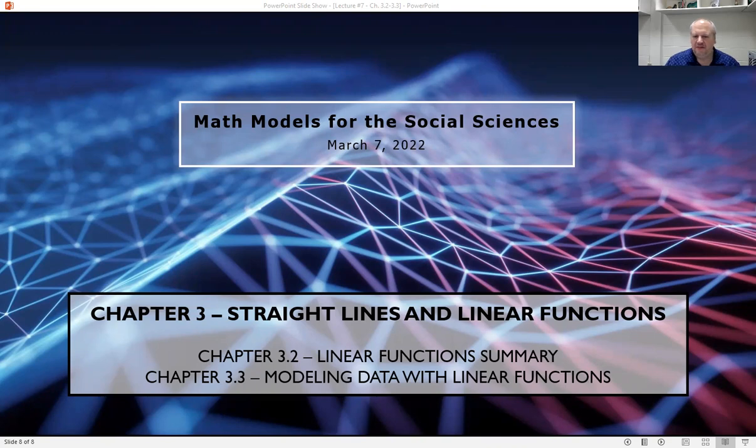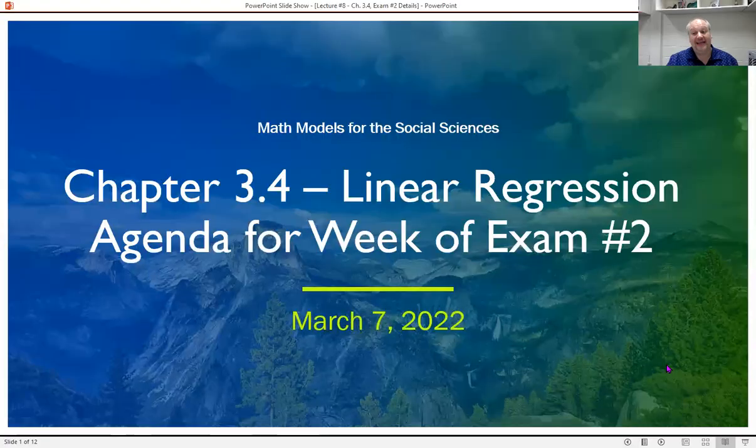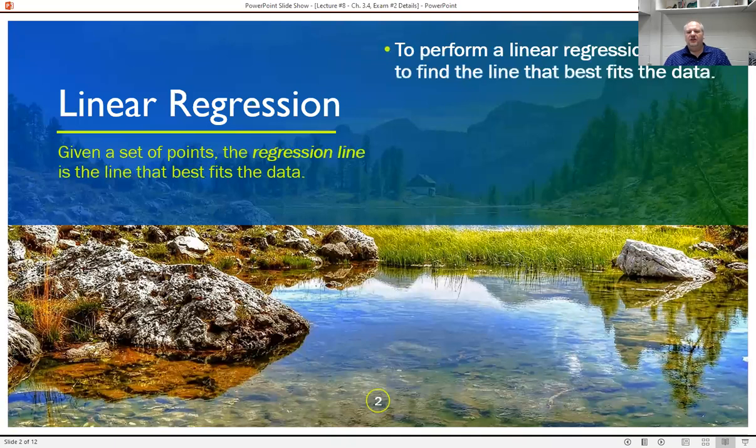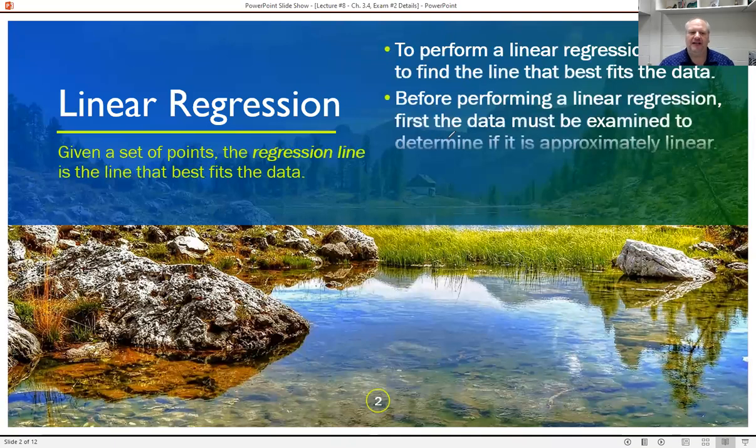And here's your next lesson, okay? And this is the last part of today's lesson. And once again, thanks so much for your attention. We're going to talk today about linear regression to close our lesson today.